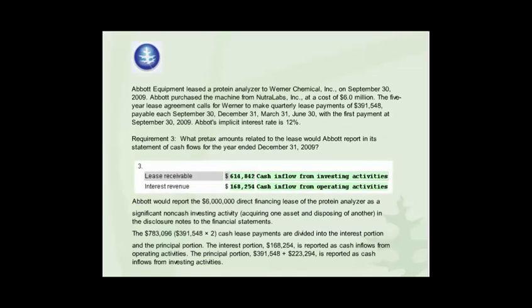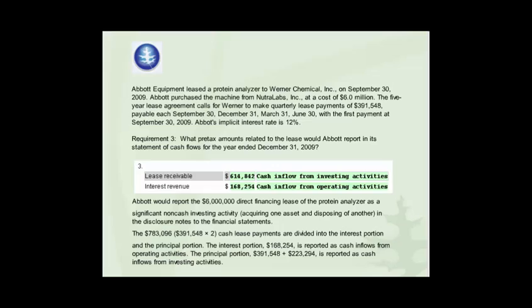And finally, requirement 3 asks us to determine what pre-tax amounts related to the lease Abbott would report in its statement of cash flows for the year ended December 31st, 2009. And again, you want to flip back to the previous slides to see where those dollar amounts came from. But lease receivable of $614,842 would show up as a cash inflow from investing activities, and the interest revenue, $168,254, would show up as cash inflow from operating activities.